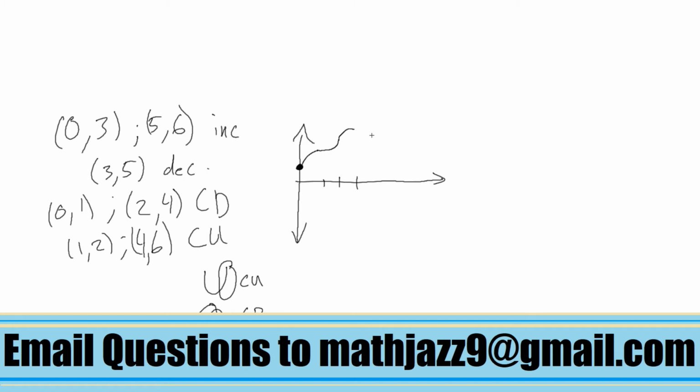Between 3 and 4, we are going to be decreasing now, and concave down between 3 and 4. Here's 3 and here's 4, decreasing and concave down. So like so, I go decreasing, concave down. I think I went a little steep there. There we go. Decreasing, concave down until 4.